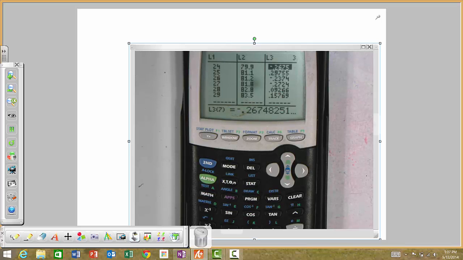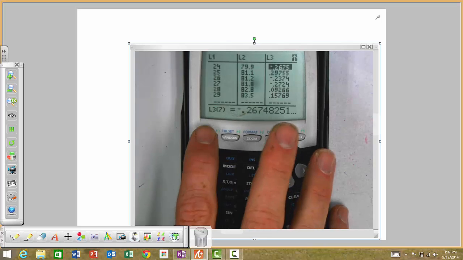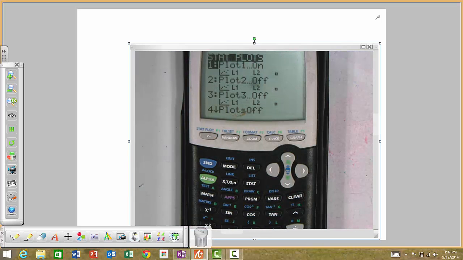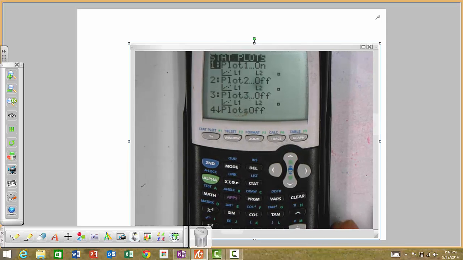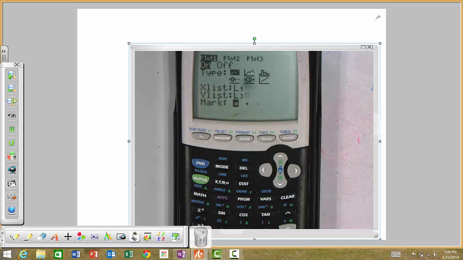So to do a residual plot, we have to change, because now instead of plotting x and y, we're going to plot x and the residuals. Remember, L3 now contains our residuals. So what we have to do is go back to stat plot. Like I said, I'm going fast right now, but you can pause, rewind, show it again. That's the benefit of a video. So I'm going to go back into stat plot. It's still a scatter plot, but I'm going to change this from L1 to L3.